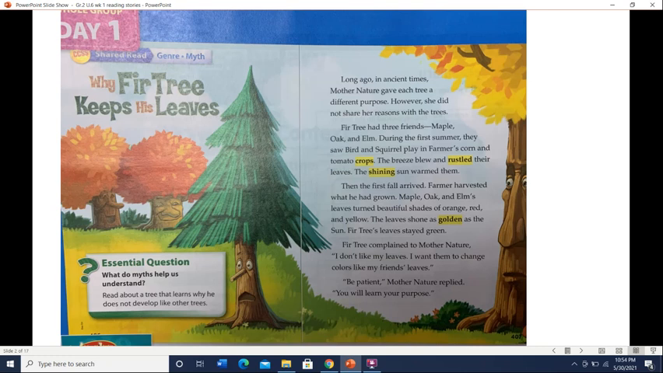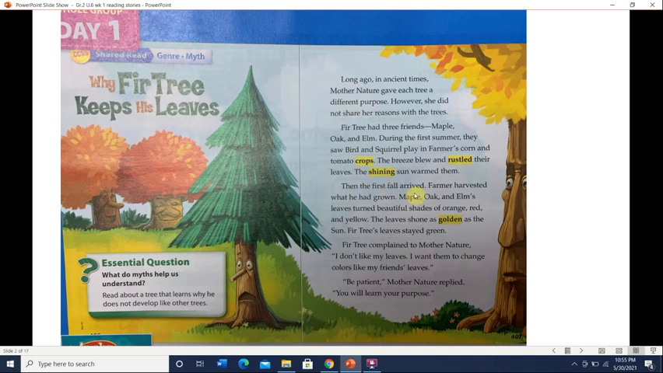The breeze blew and rustled their leaves. So breeze means the wind blew and started to make a cracking sound of the leaves. And the shining sun warmed them. So when the sun shines on us, it warms the land or the area. That's what the first 2 paragraphs were talking about.